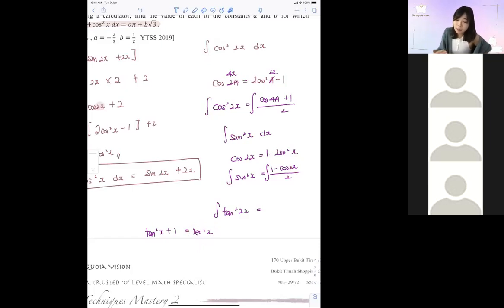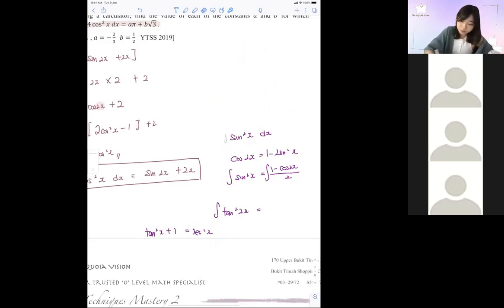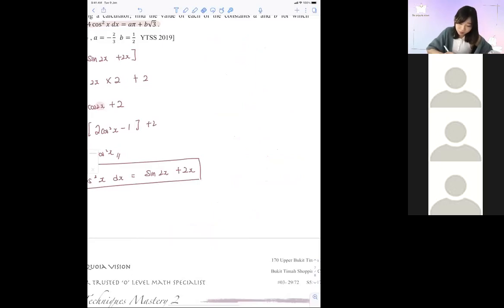Okay, so just to sum up, if I ask you to integrate cosine square or sine square, you use the double angle formula and you just make them the subject. If I ask you to integrate tangent square, you change it using this formula, make tangent square the subject. Okay, this one you must know. So I'll erase this. Okay, we can continue.